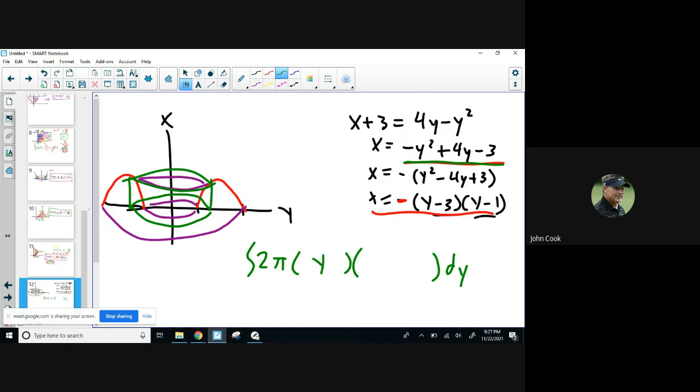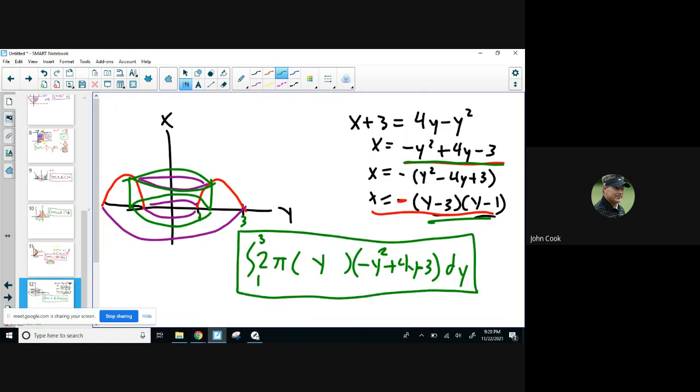So what was this function based around? Oh yeah, it was this one: negative y squared plus 4y minus 3. There we go. Gosh, that was so frustrating. Sorry about that. And then the y values go from 1 to 3, which is what I solved for over here. I had the answer right in front of me. I just didn't know the variable was right. Okay, anyways, so this is your volume right here.